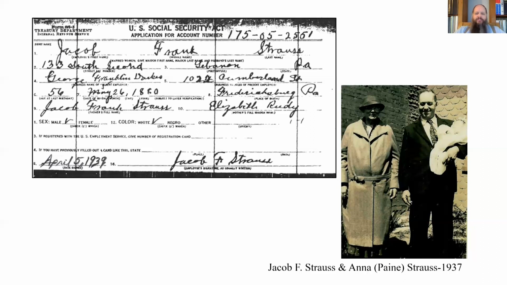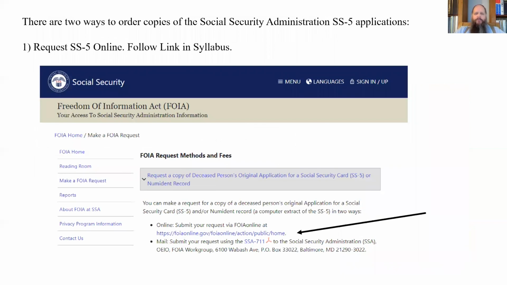Now, for us as genealogists, we would acquire this information not in the same way that he filled out this form, but there are essentially two ways for us to obtain copies of these genealogically rich SS5 forms. The first way is to order the copy directly online through the Social Security Administration. I have included in the handout that's attached to this session detailed instructions and a link to be able to access those online. It's all done through the Freedom of Information Act.